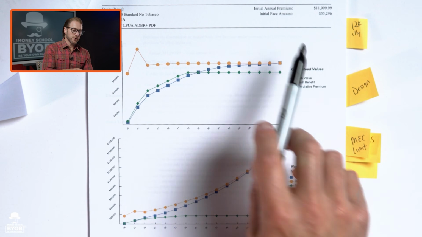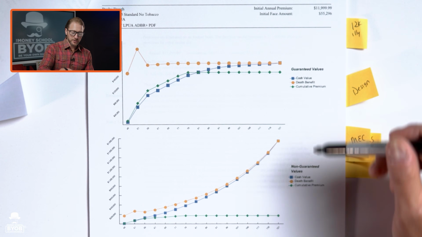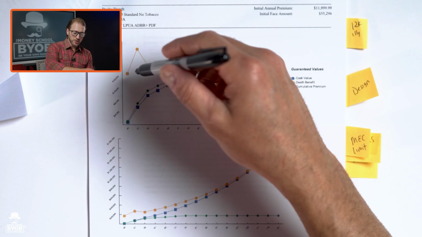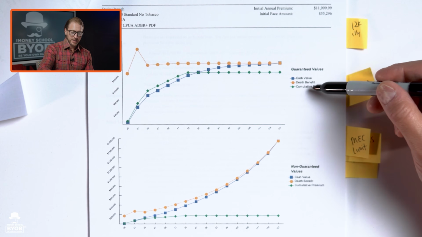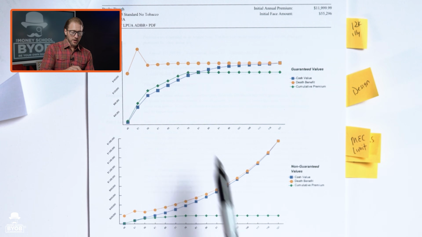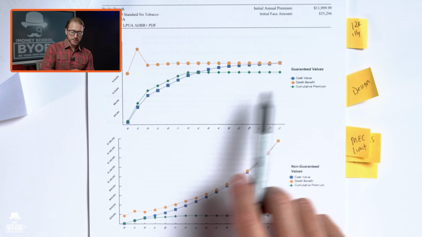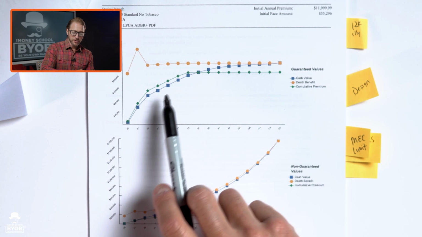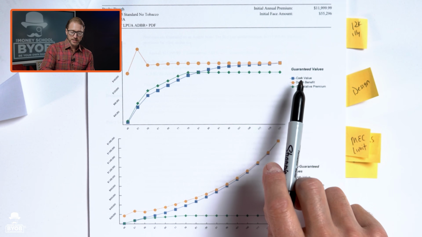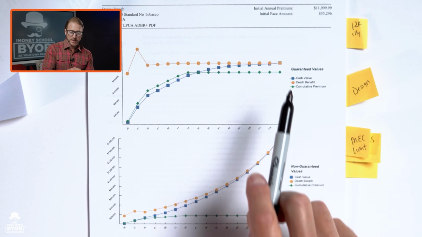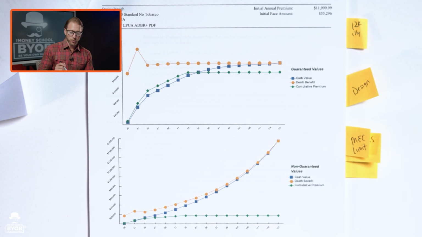This page is just a narrative summary. It just shows you the guaranteed and the non-guaranteed values. So you can see the guaranteed values of the death benefit, cash value, and cumulative premium, of which, even on the guaranteed side, it just takes a little longer, the cash value exceeds the premiums. But you see the cash value and the death benefit level out at age 121.